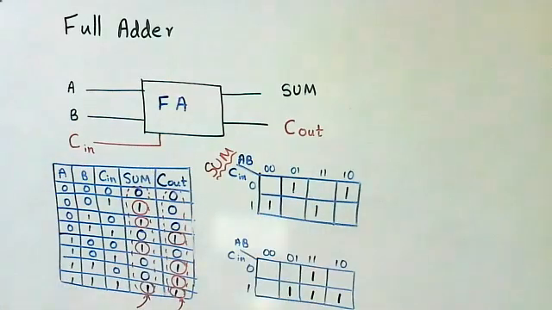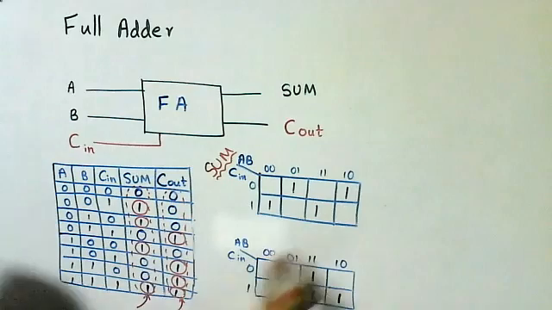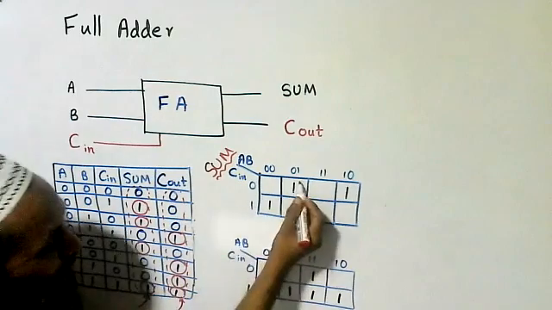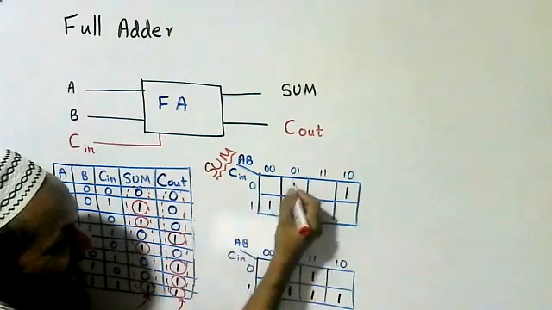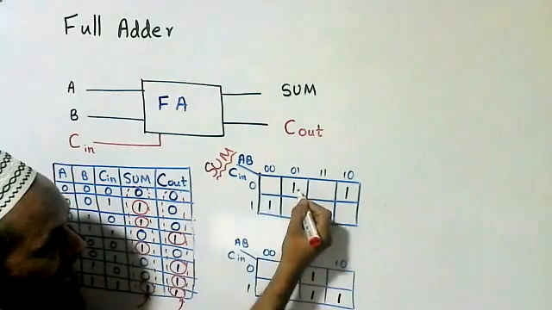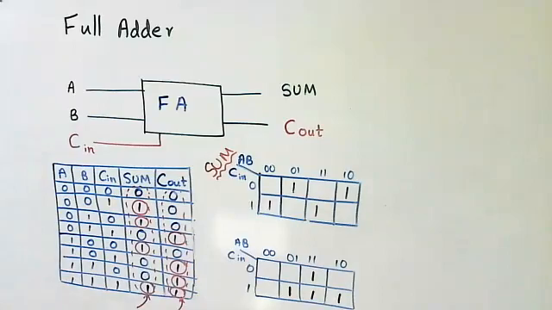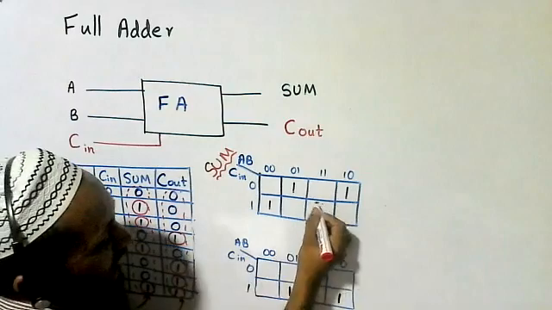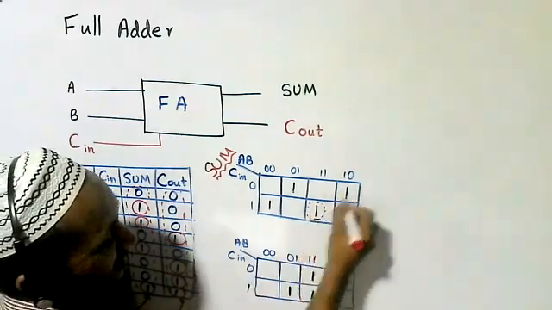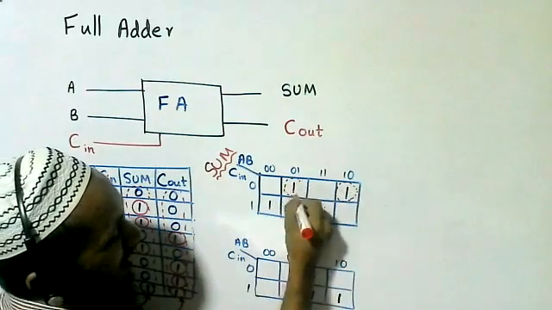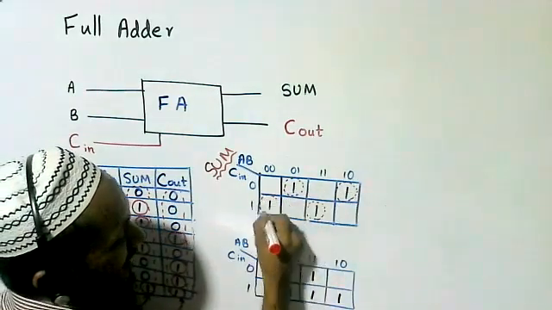Then we have to group this. Yes, how can we group this, students? Can you help me? Can we group like this? No, only horizontal and vertical grouping is allowed. Diagonally we can't group it. Then we have to group like this, no? There's no way. We have to group single ones separately. There's no other way.